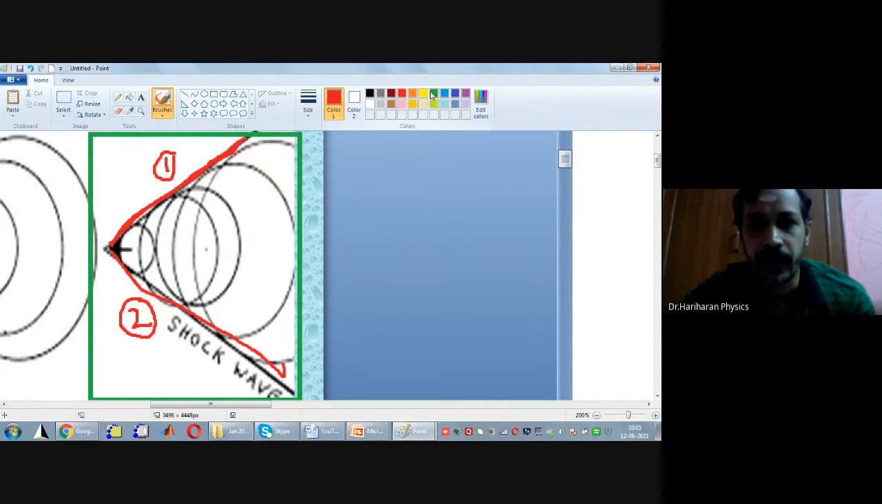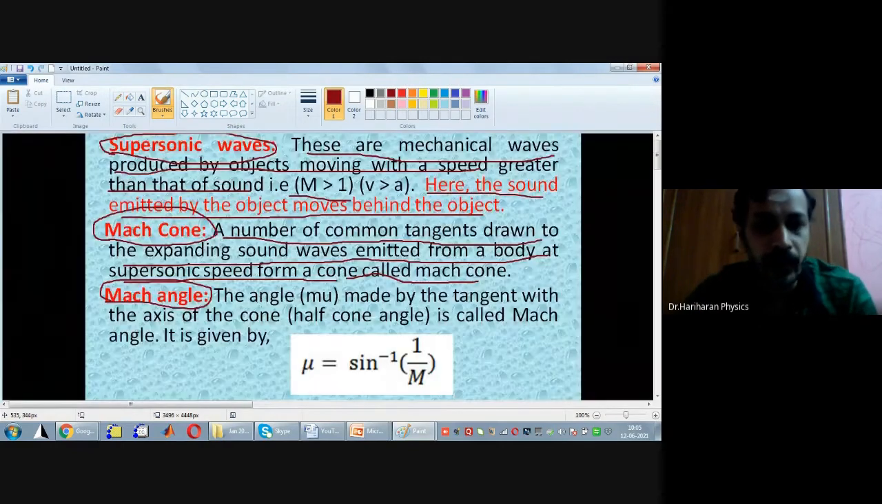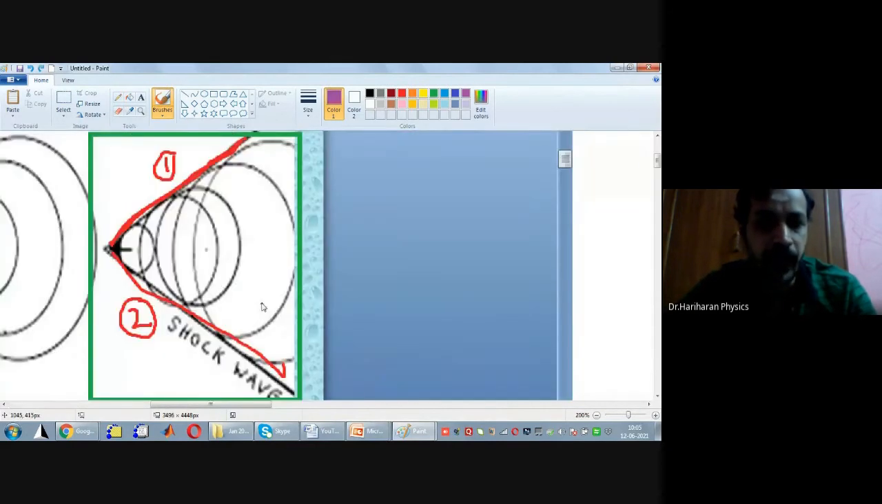You see that all these sound vibrations, suppose I use violet color, are confined within this cone. This cone, described by an object moving at a supersonic speed, we call a Mach cone. Once again, to draw a Mach cone, what is required? First, you require an object to move at a very high speed where the Mach number is greater than 1, for example 2, 3 or 5.